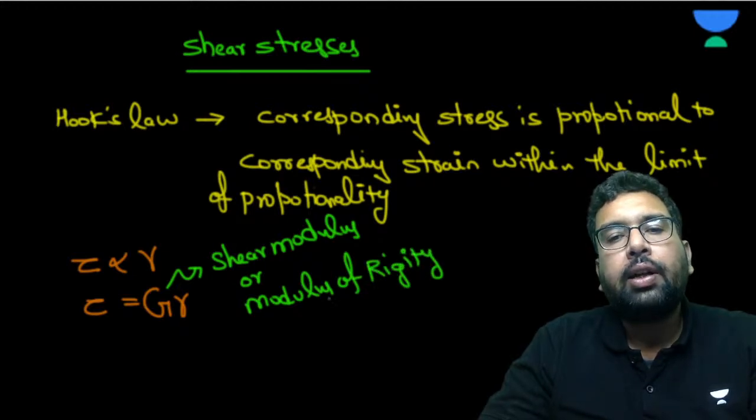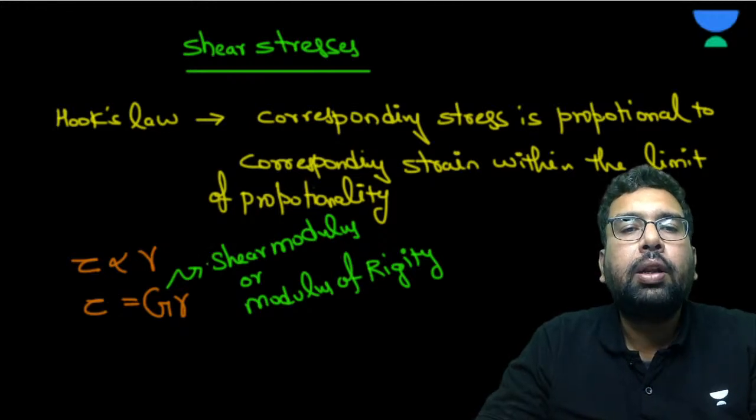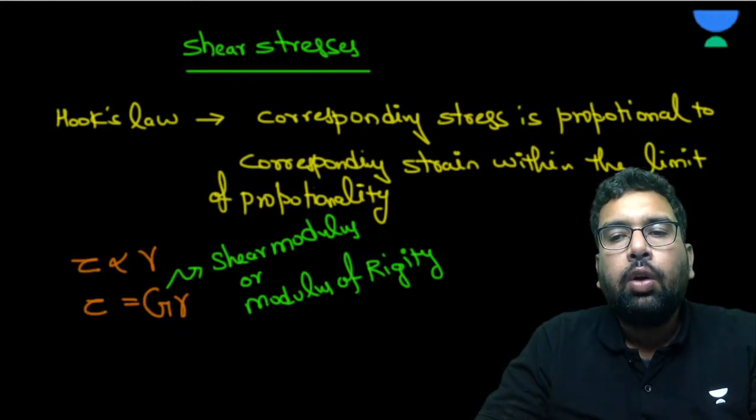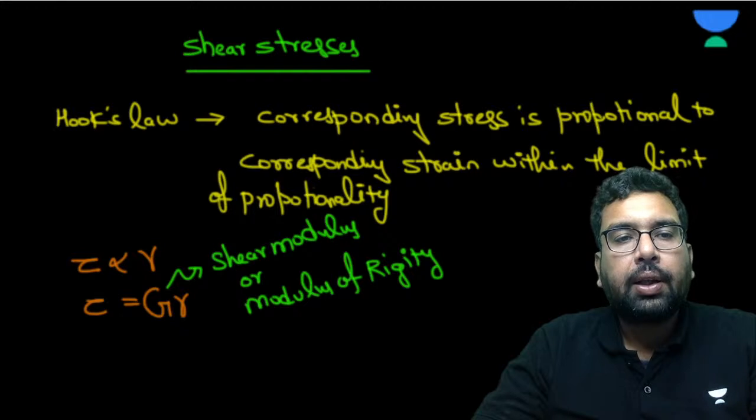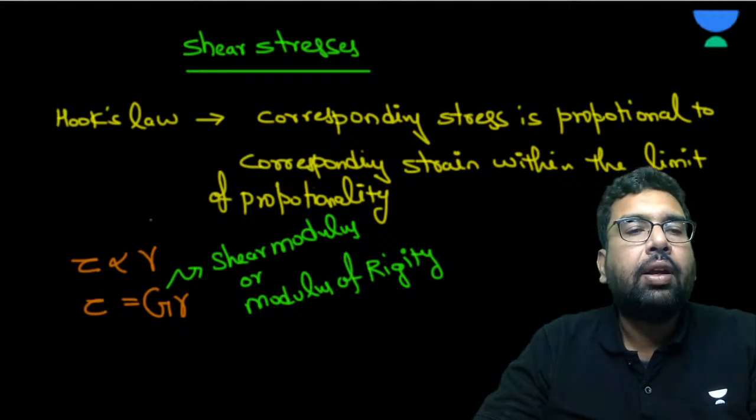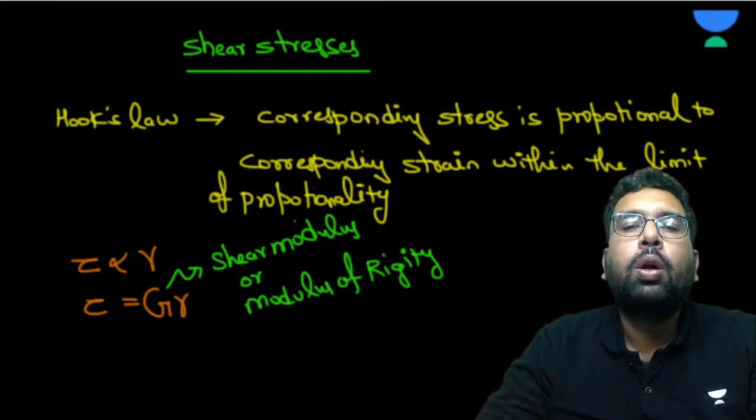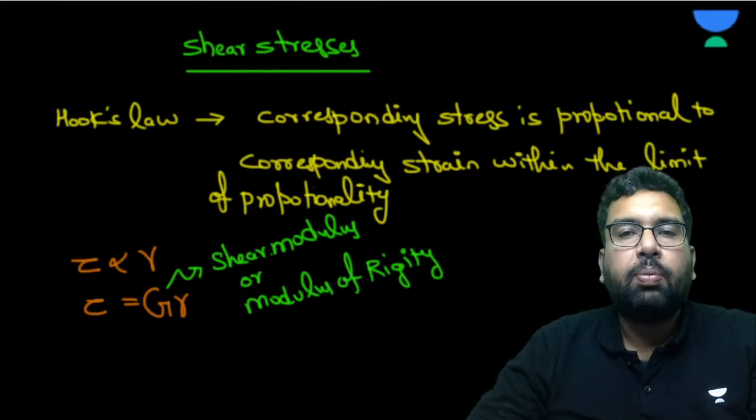When we related the normal stress and the normal strain from Hooke's law, we came up with another constant, that is the Young's modulus. Now when we are relating the shear stress and the shear strain, what is going to happen? We are going to have the modulus of rigidity, or the shear modulus.